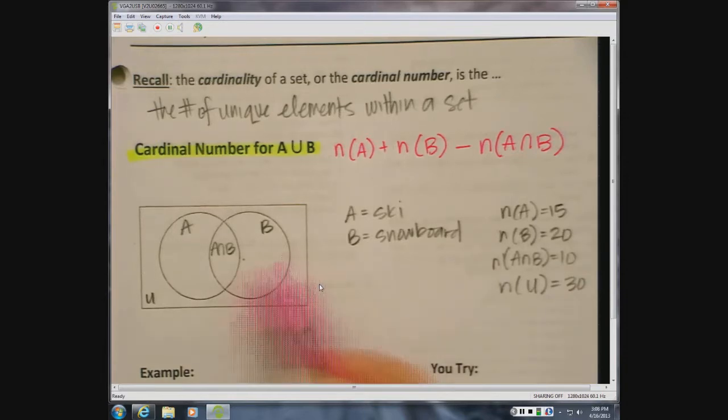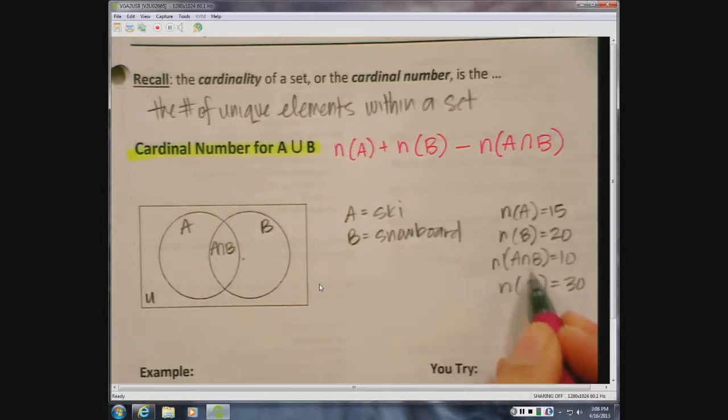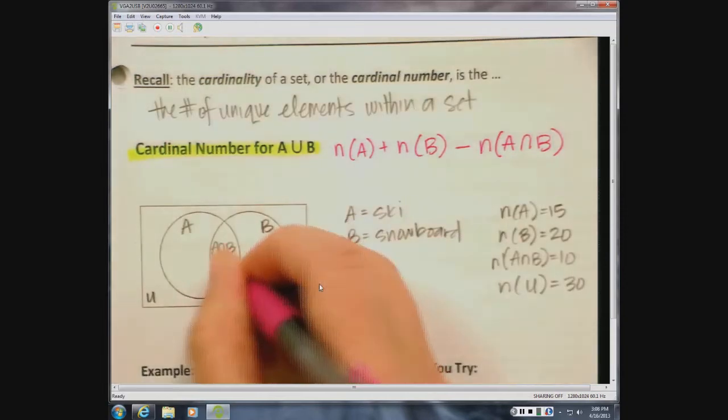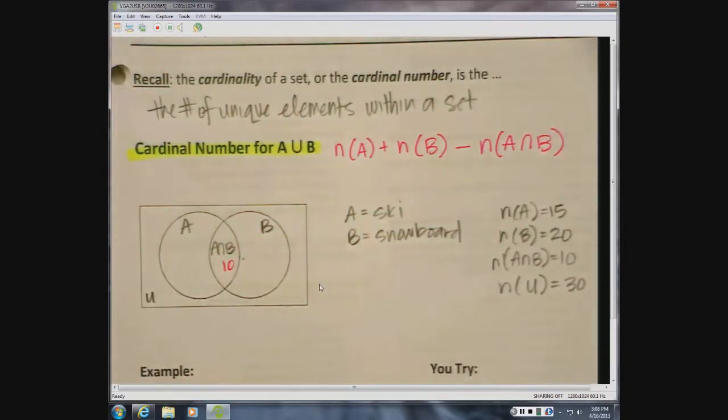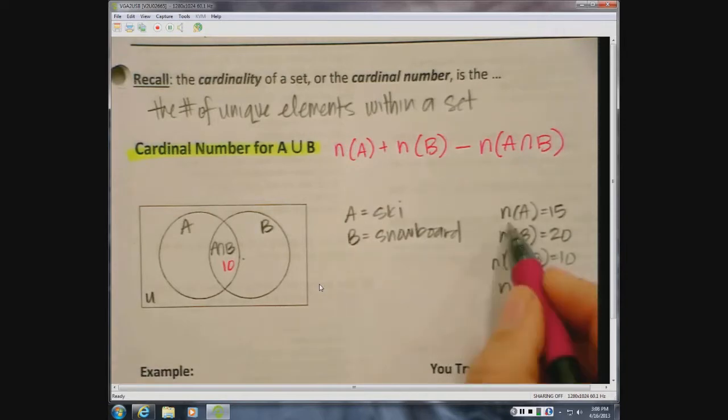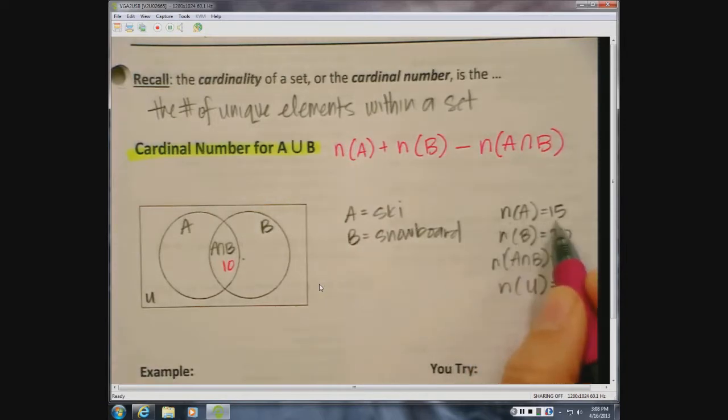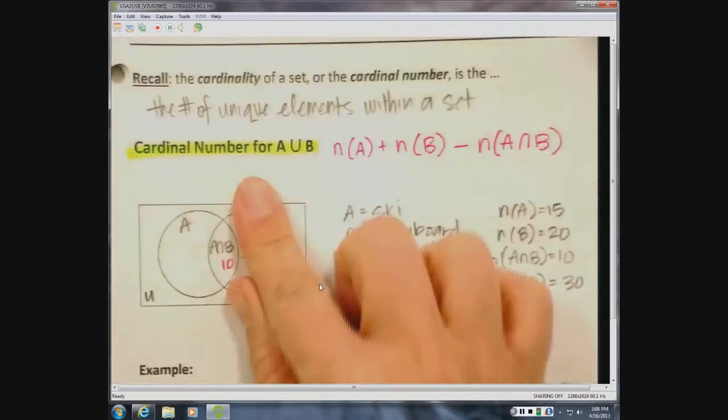Well, if we want to show how many different elements are in each portion here, I'm going to start off with the intersection, the most specific piece of information. There are 10 people that can ski and snowboard. My intersection has 10 elements in it. The number of people who know how to ski is 15. So what that tells me is that all of A has 15 people in it. Well, 10 people have already been put in there, right? So how many more do we have? We have 5.